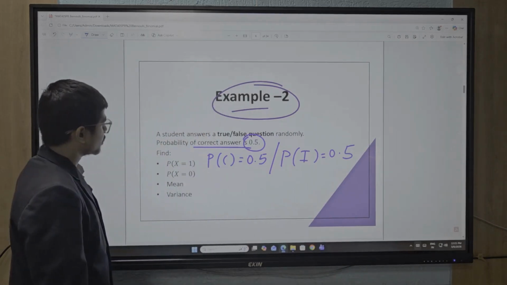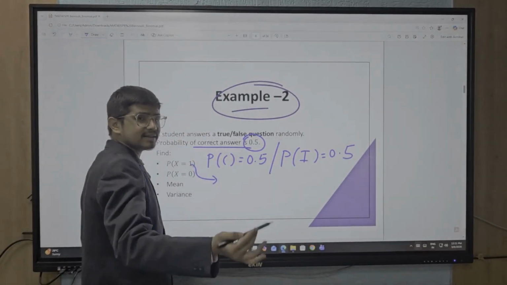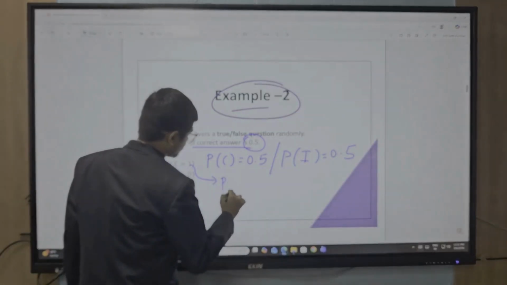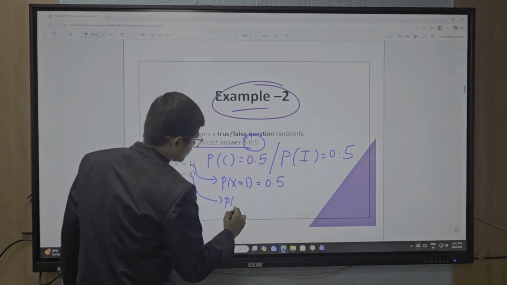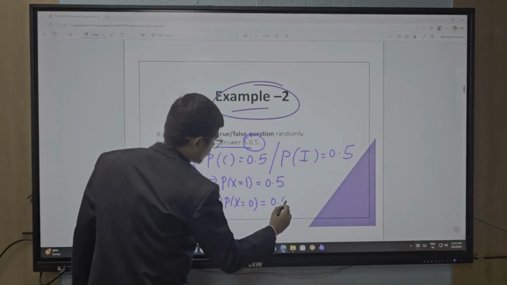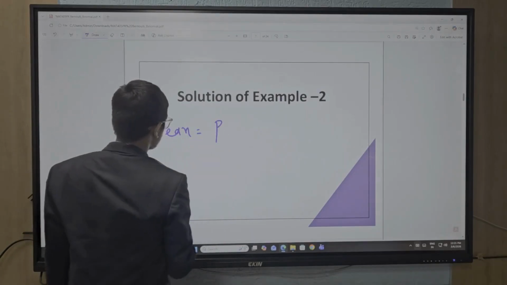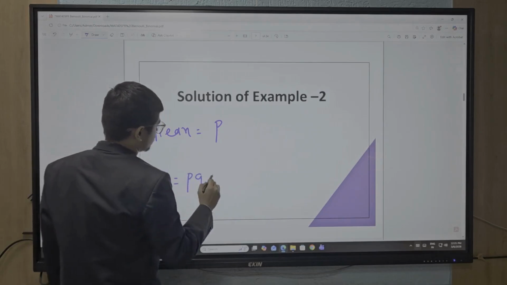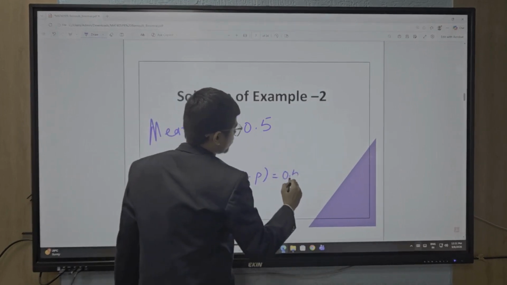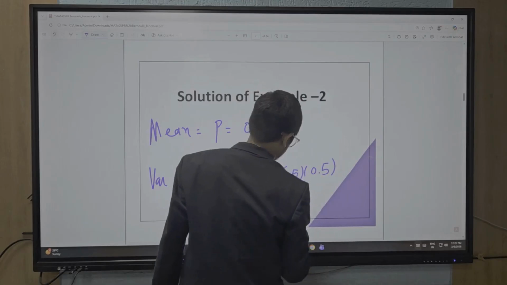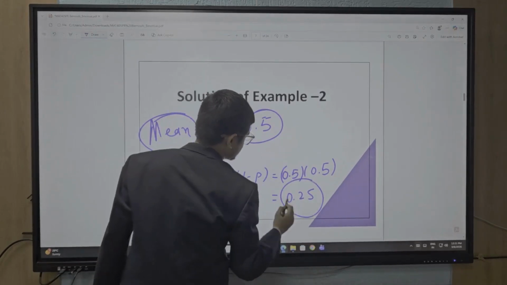So now let x equal 1. Let's understand, success is the correct answer. So P of x equal to 1 is 0.5 and P of x equal to 0 is also 0.5. So what about mean and variance? Mean is p and variance is pq. So p equal to 0.5 and p into 1 minus p, so 0.5 into 0.5. So here mean is 0.5 and variance is 0.25.